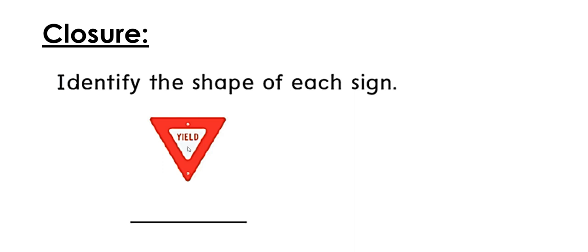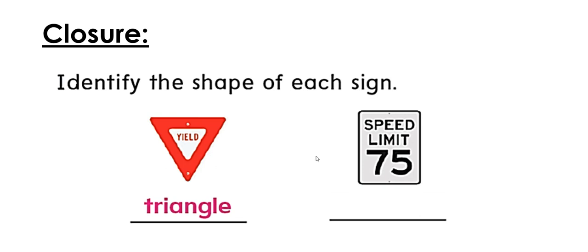So this is a sign that we see in the streets. It's made of which shape? It's a triangle. What about this one? Can you see the sides? Has two longer sides. It's a rectangle.